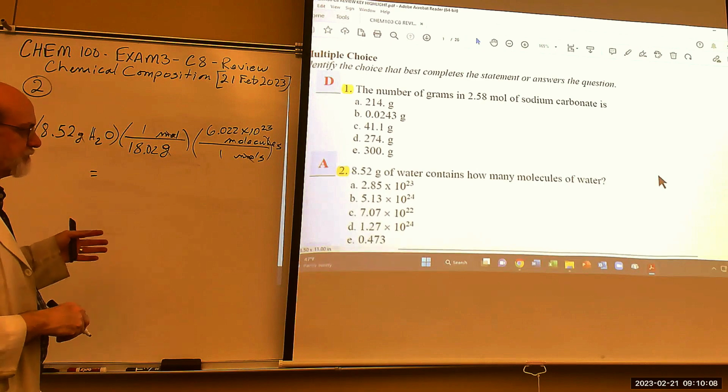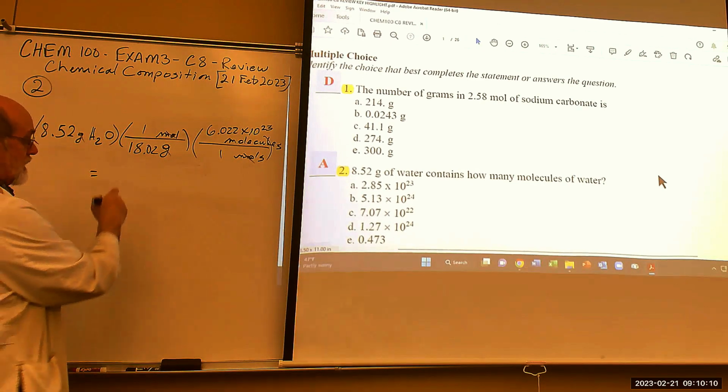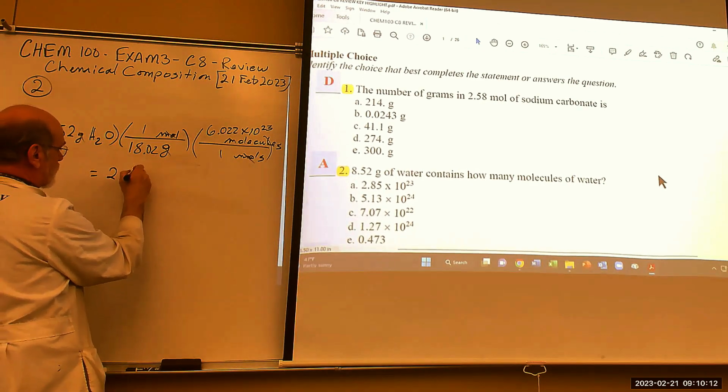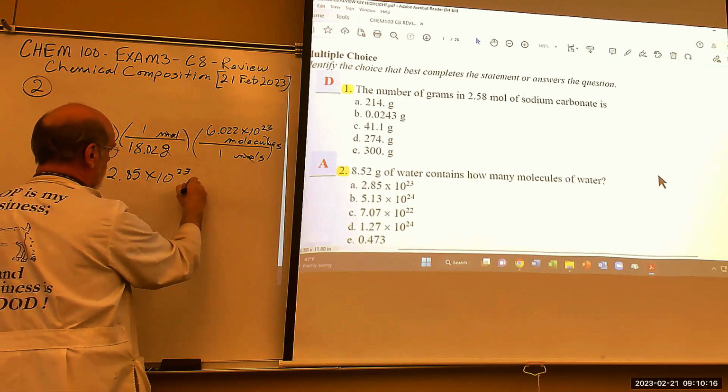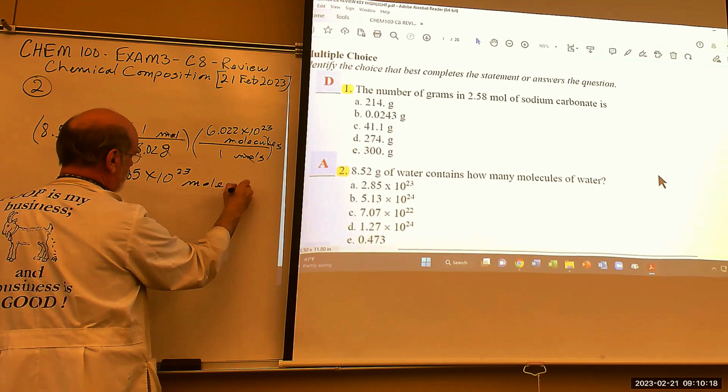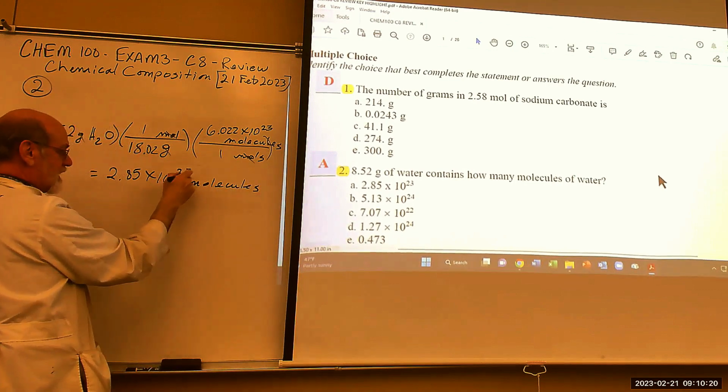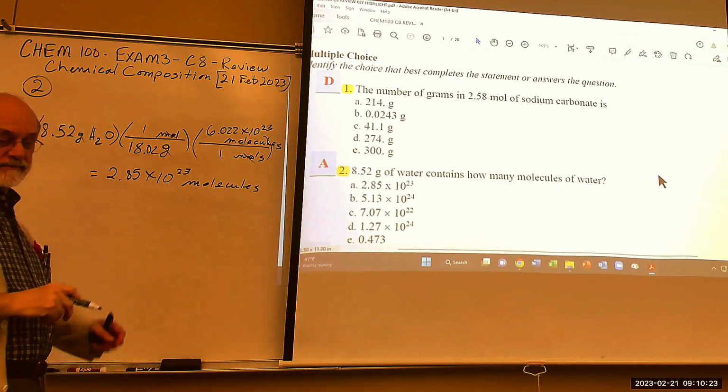Well, to save time, it's going to be 2.85 times 10 to the 23rd molecules. And that is a huge number.